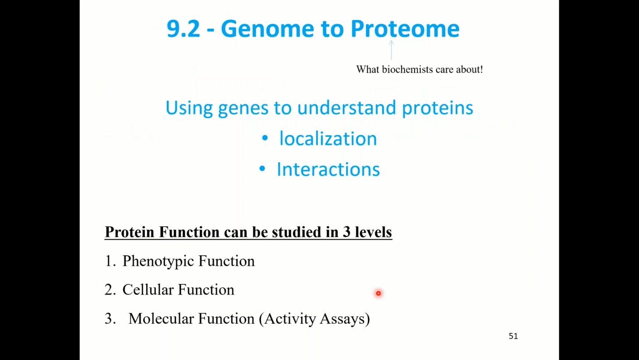Okay. The last section we'll cover in this class is 9.2, and this discusses genome to proteome. The proteome is really what biochemists care about. Why do we care about this? Well, we're using genes to understand proteins. We want to understand the localization of the proteins. We want to understand the interactions the proteins have.